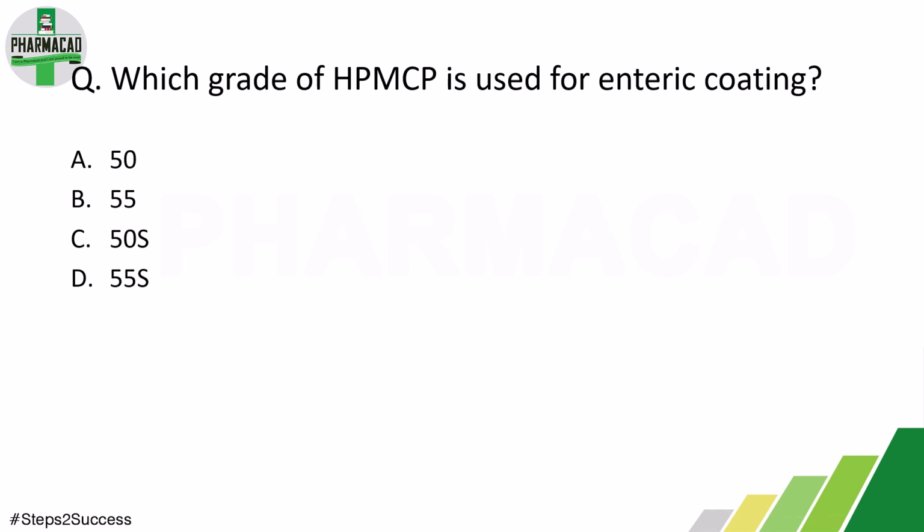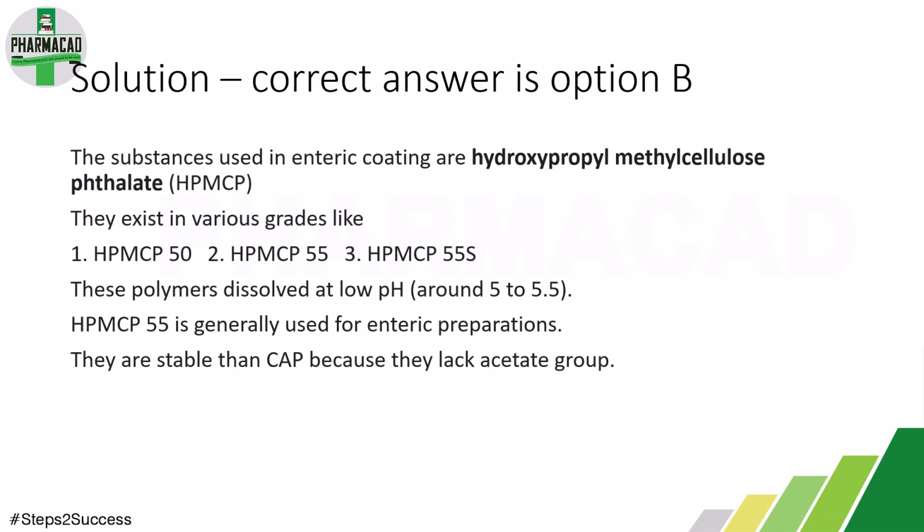Next question, which grade of HPMC is used for enteric coating? Option A 50, option B 55, option C 50S, option D 55S. The correct answer is option B, 55.